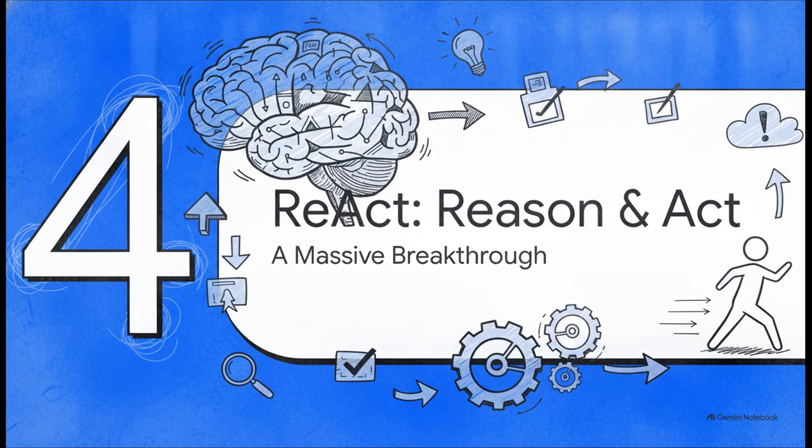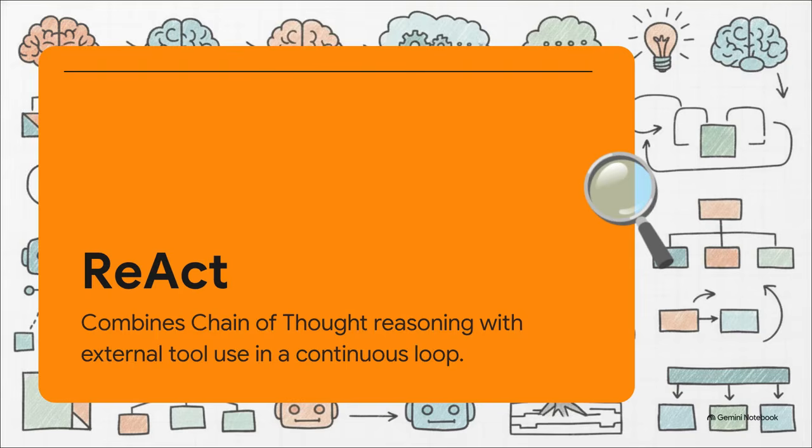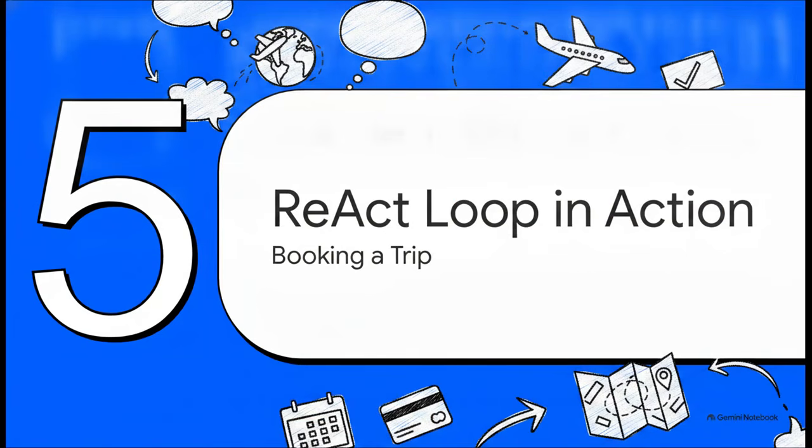Which leads us to Section 4. ReAct, or reasoning plus acting. To solve this severe lack of external grounding, developers invented a massive breakthrough pattern. So, what is ReAct? It beautifully combines that chain of thought reasoning we just talked about, but it adds external tool use in a continuous loop. Think of it this way. This pattern is basically chain of thought plus tool use on repeat. It's an absolute game changer. In fact, it's the secret sauce running under the hood of major production frameworks today like LangChain and the OpenAI Agents SDK.